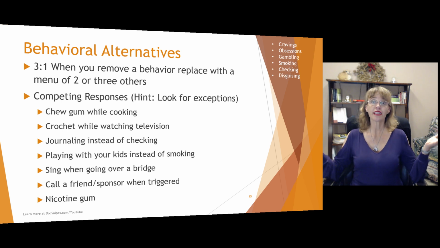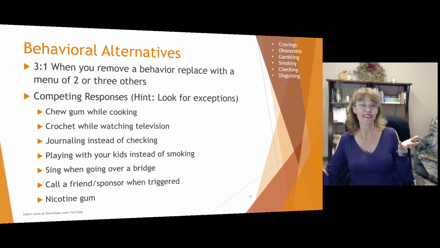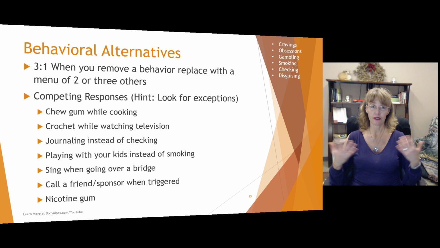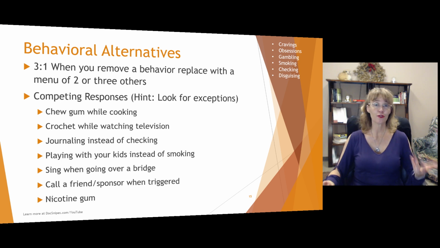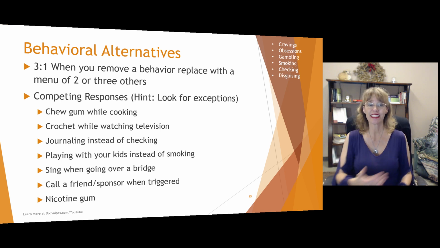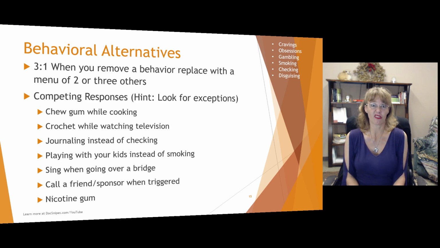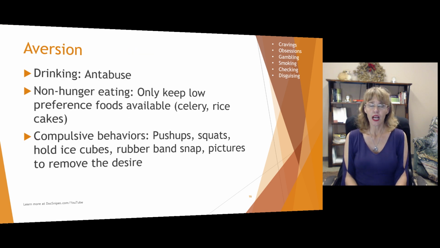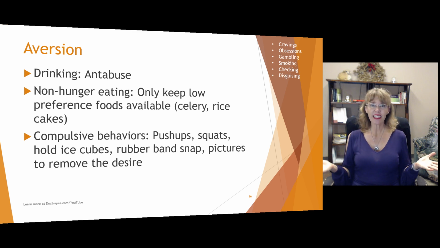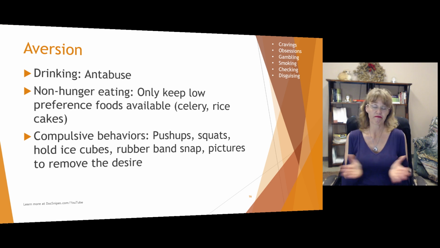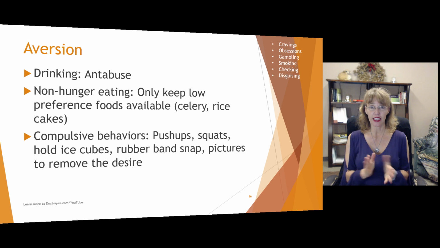For people who smoke, nicotine gum is a competing response, because you can't smoke and use nicotine gum or nicotine patches at the same time. It's dangerous. Aversion is something some people use. For drinking, they have Antabuse, which is a medication you can take that makes you pretty sick if you drink while you're taking it.